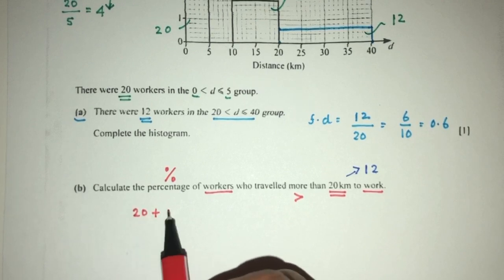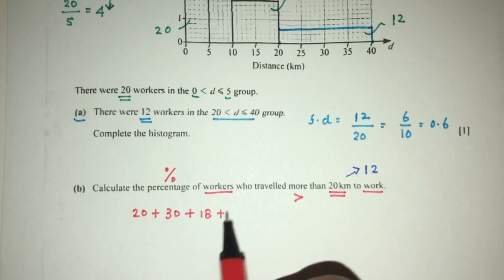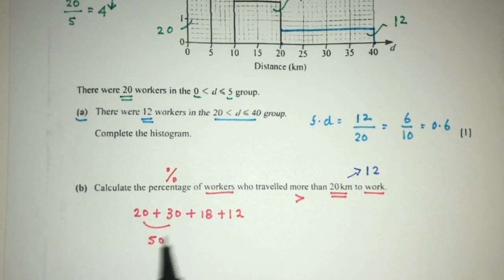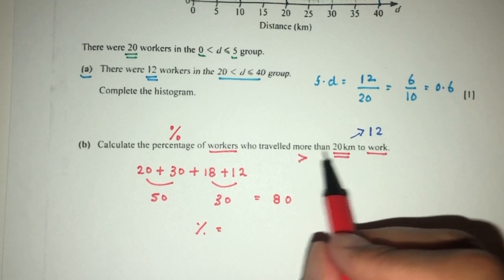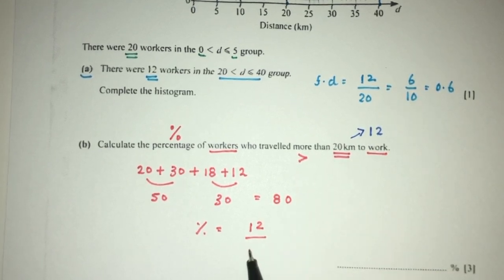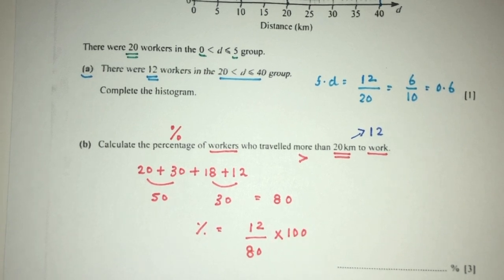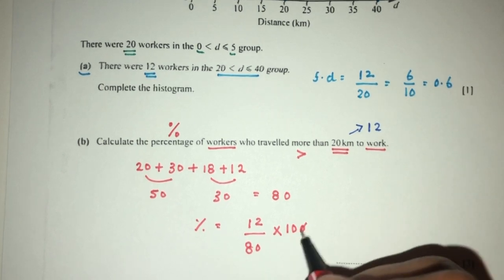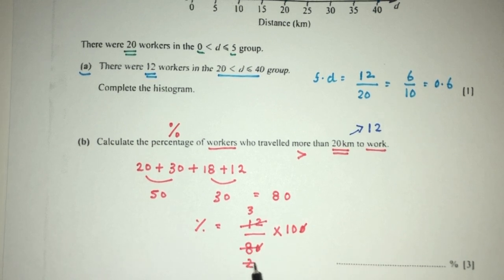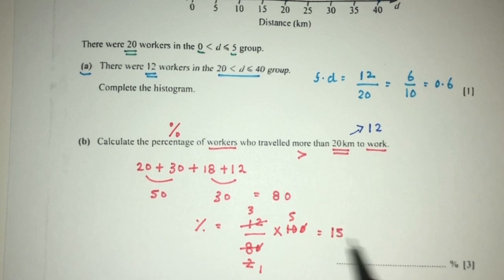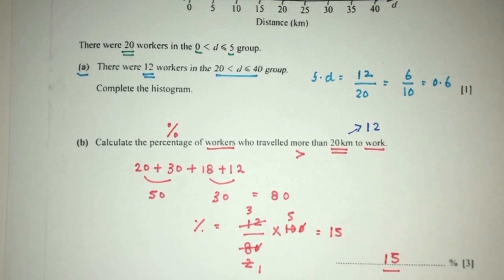So if you add everything together, it will be the total number of people. So 20 plus 30 plus 18 plus 12 should give you what? This is 50. This is 30. That should give you 80. So the percentage of people traveling more than 20 km should be 12 over the total, 80, times 100. So simplify, that should give you what? Cancel out. That will give you 15%. So 15% will be your answer for part B of question 24.